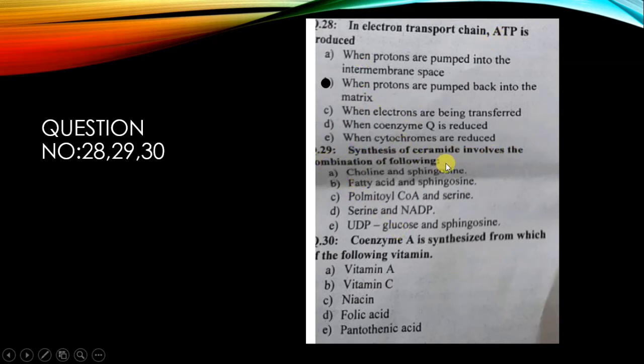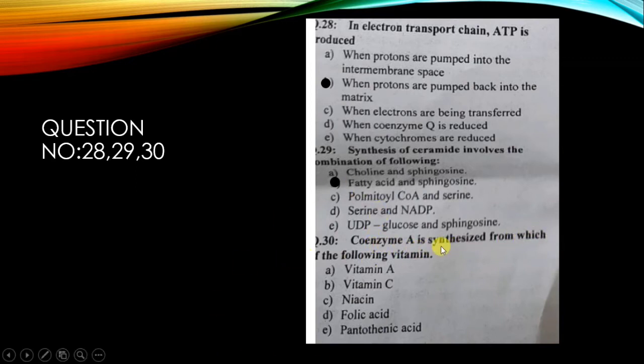Synthesis of ceramide involves the combination of the following: choline and sphingosine, fatty acid and sphingosine, palmitoyl CoA and serine, serine and NADP, UTP, glucose and sphingosine. Ceramide is basically the combination of fatty acid with the sphingosine.